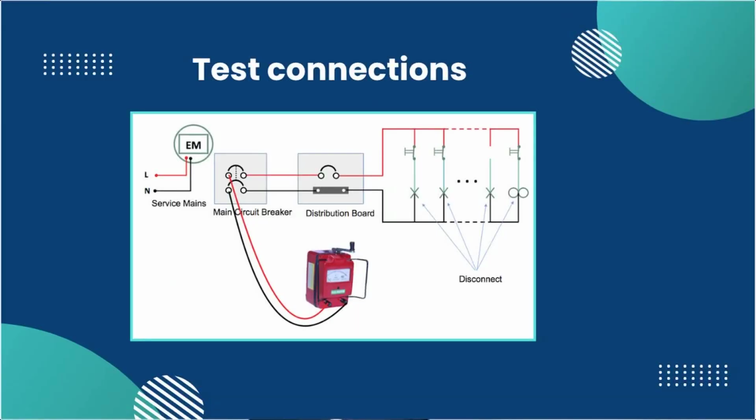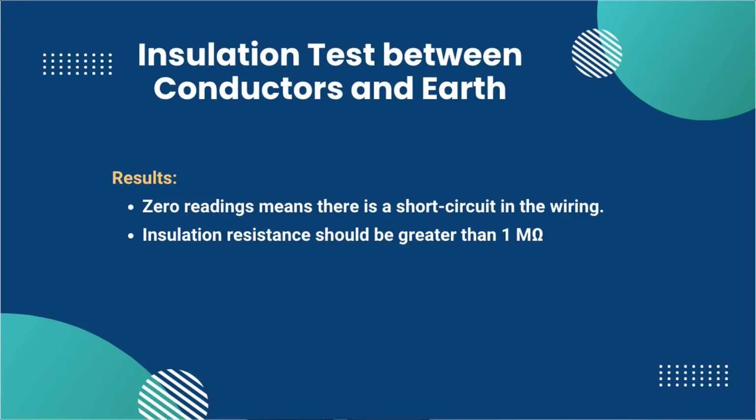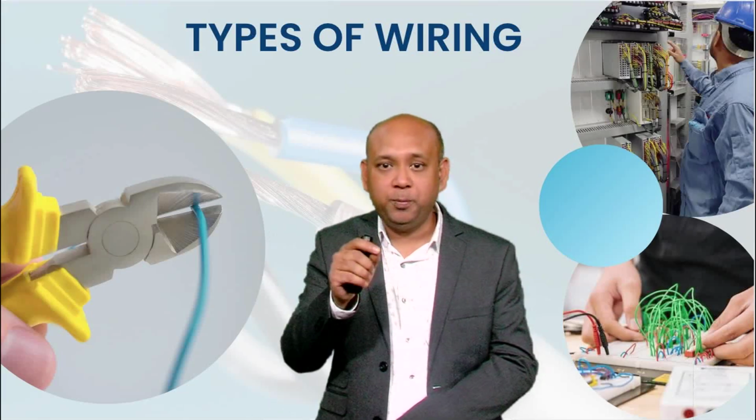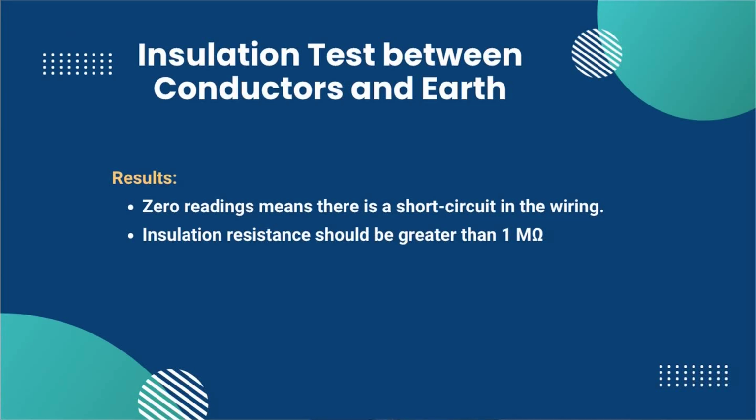The figure shows the connection for the test. As you can see, the supply is disconnected from the main switch. The phase and the neutral conductors from the main switch are connected to the two terminals of the Megger. The switches are put in the on position. Finally, the loads are disconnected from the circuit. After this test, if the Megger shows 0 reading, it indicates a short circuit in the wiring. This needs immediate attention. For a proper and safe installation, the insulation resistance should be greater than 1 mega ohm.